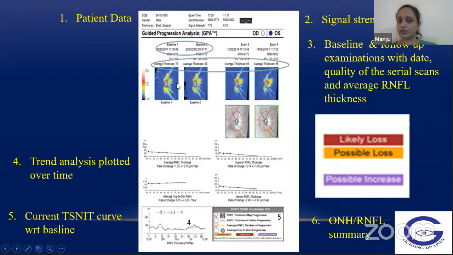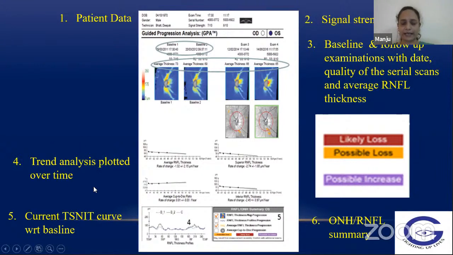Here the initial 2 scans are taken as the baseline and the rest of the scans are the follow-up scans. It shows RNFL thickness map and the deviation map. This is again color coded as likely loss, possible loss and the possible increase in the thickness.